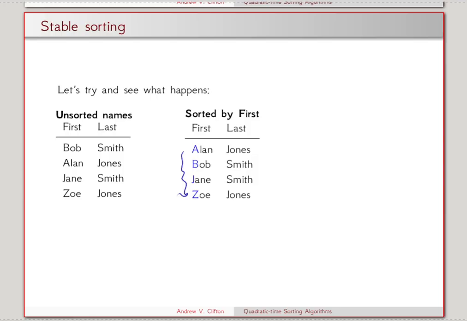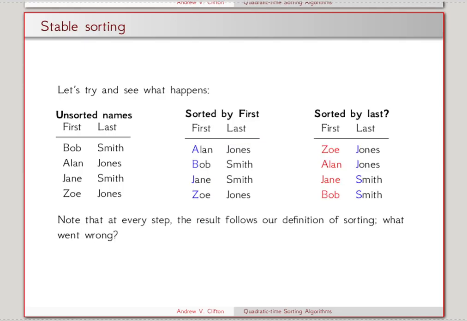Then I'm going to sort by last name. For sorting by last name, I'm just going to look at the last names and ignore the first names. Those don't exist for the purpose of sorting by last name. And I end up with Zoe Jones, Alan Jones, Jane Smith, and Bob Smith. I sorted these by last name, and there's nothing wrong with how I sorted them. J comes before S, the Joneses are together, and the Smiths are together. But I didn't get what I expected. Zoe came before Alan, and Jane came before Bob.